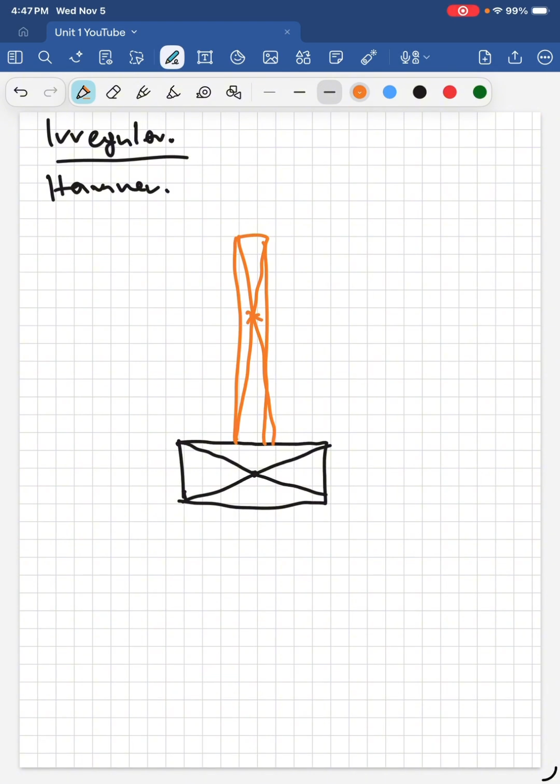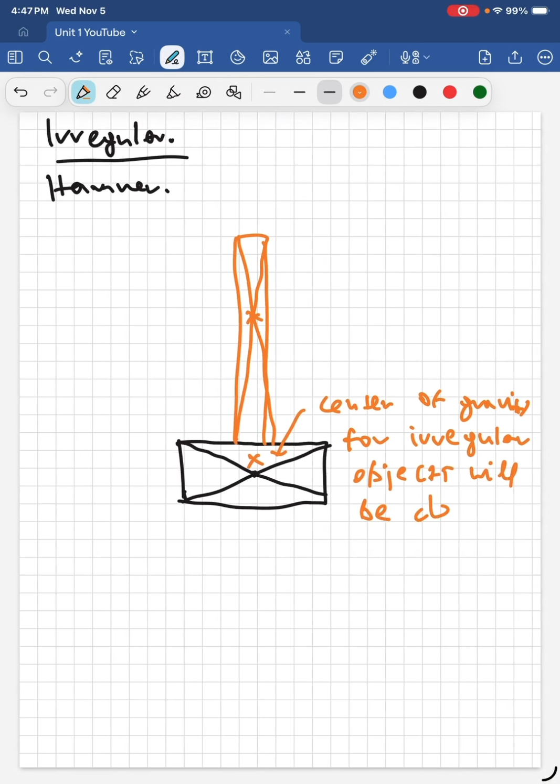So the center of gravity will be somewhere here, for example, okay? So the center of gravity for irregular objects will be closer to the larger mass, which kind of makes sense, right? And to find it, you need to balance it on something, okay? So it depends on the case, so I'm not going to discuss it extensively.